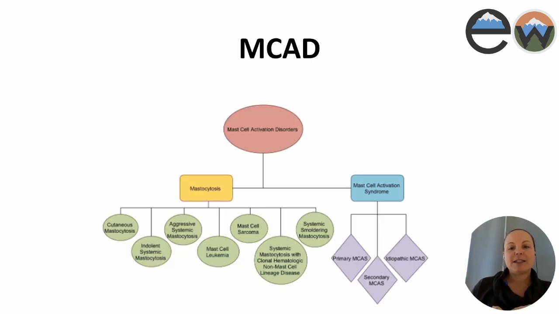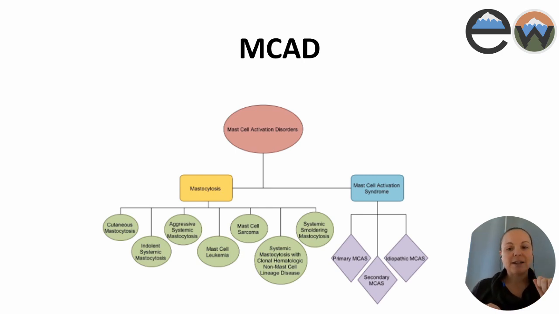When we look at mast cell activation disorder, that's the umbrella term. So mast cell activation disorder does include mastocytosis and also mast cell activation syndrome. Mastocytosis also has a plethora of different diagnoses that fall underneath that category. With mastocytosis, it's typically an abnormal number of mast cells, compared to mast cell activation syndrome, which is an abnormal response from the mast cells, typically releasing too many mediators. So a little bit different.